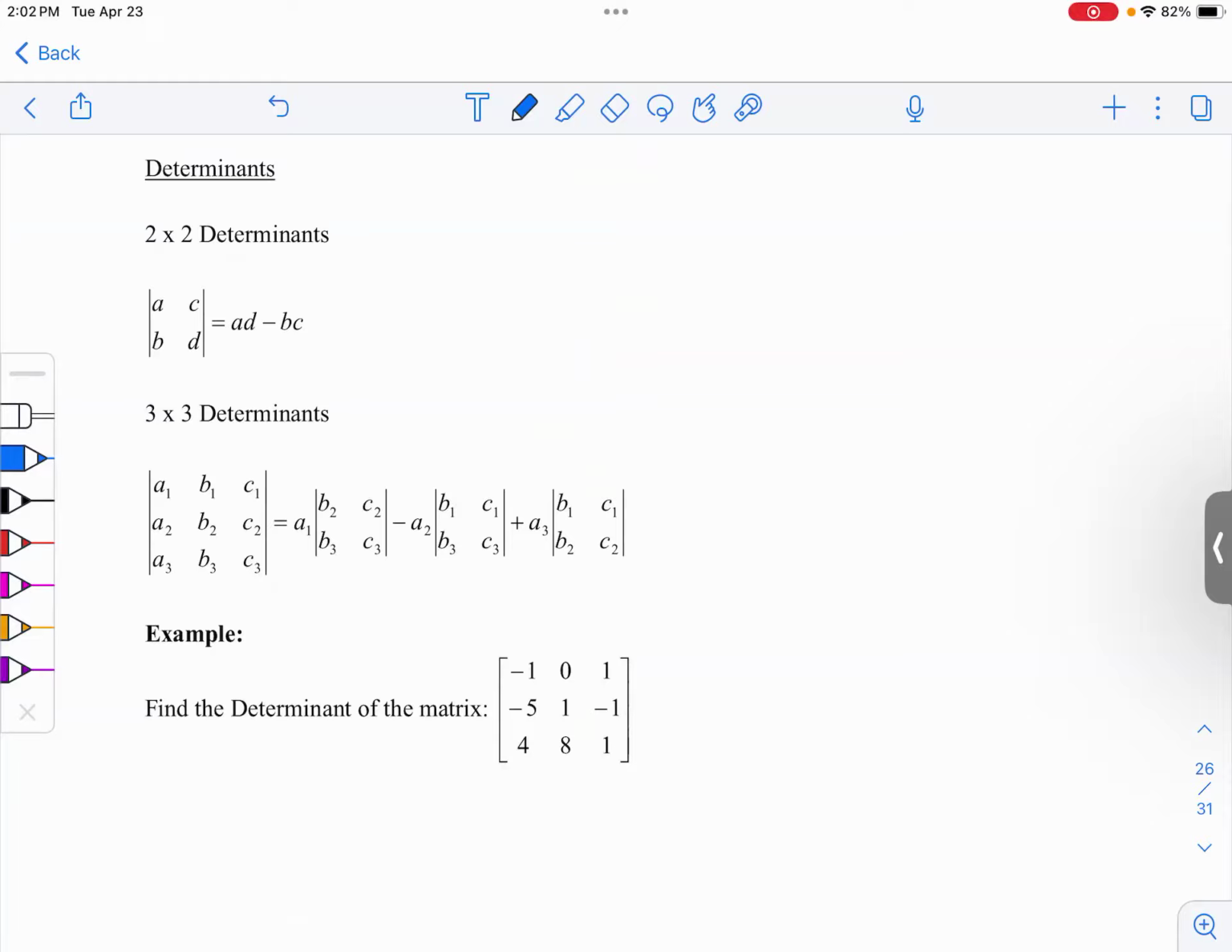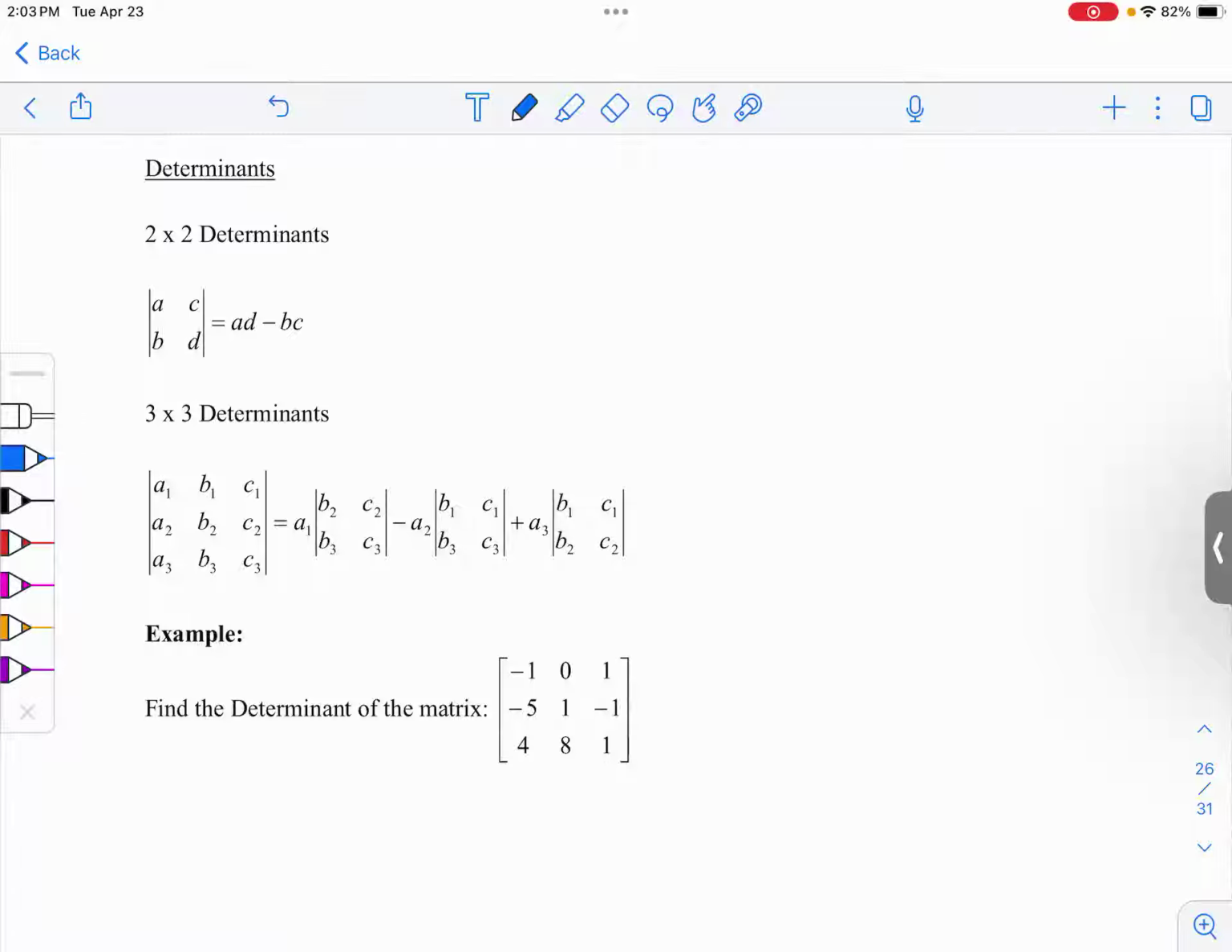So a 2x2 determinant. In order to do a 2x2 determinant, you multiply the diagonals minus the other diagonals. But we are going to be in 3 dimensions, so we need to look at 3-dimensional determinants. In order to do a 3-dimensional determinant, you take the first value in the upper left, and then you make the determinant by crossing out that entire row and that entire column, and then you have a 2x2 determinant that is resulting. And that's why it's B2, C2, B3, C3.